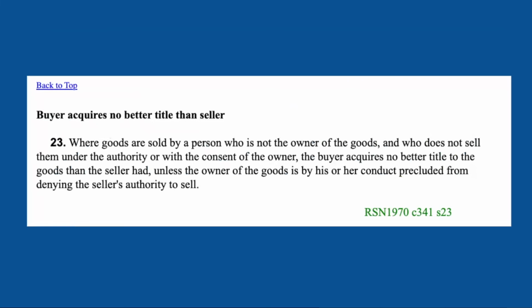Where the goods are sold by a person who is not the owner of the goods and who does not sell them under the authority or with the consent of the owner, the buyer acquires no better title than that. So if my neighbor tried to sell you my car, and you go buy it, my neighbor doesn't own my car, he can't sell it, you can't buy it.